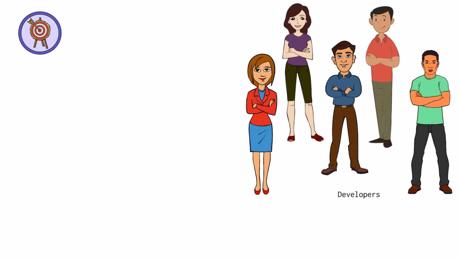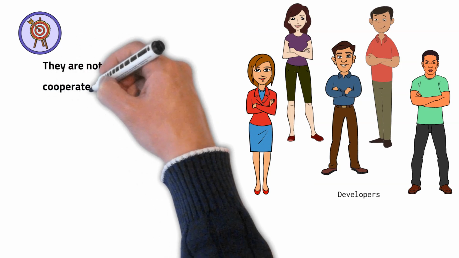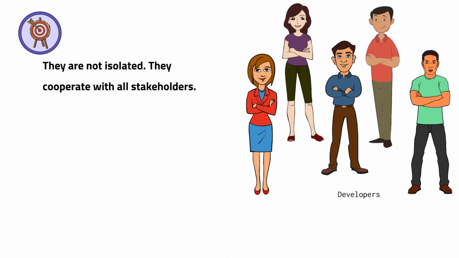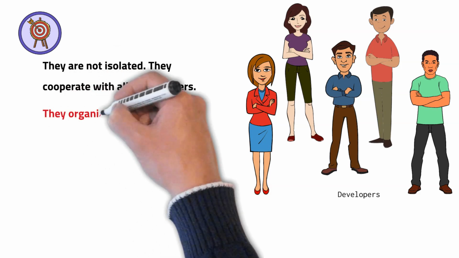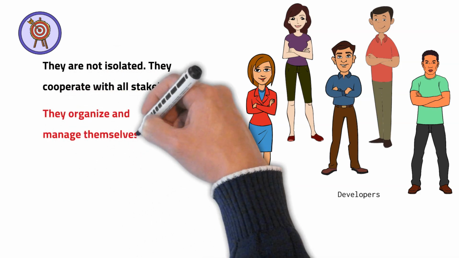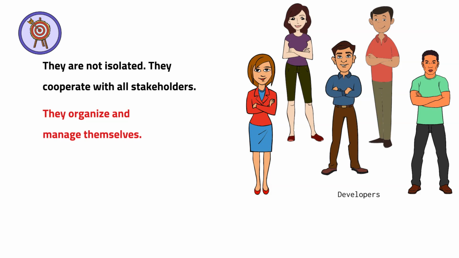Developers are not expected to work in isolation from all stakeholders. The entire team collaborates with stakeholders throughout the sprint. Developers are empowered to organize and manage their own work while working on product increments. Developers are self-directed and decide for themselves what to do to turn product backlog into potentially deliverable increments.